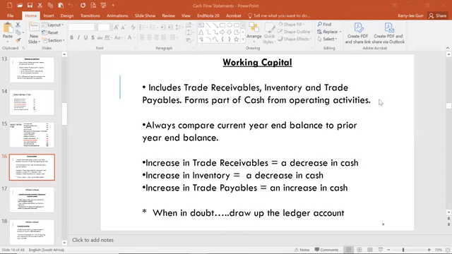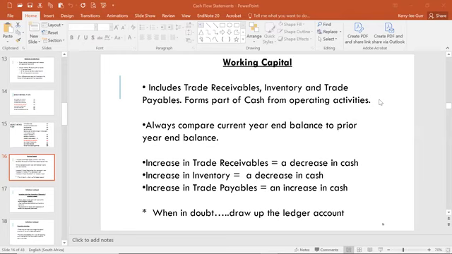So our working capital, you're already quite well versed with this from managerial accounting and finance. You know it's going to include our trade and other receivables, our inventory, as well as our trade payables. So those are the three elements that we're going to be including when providing for our working capital. And we know that trade and other receivables and trade and other payables are probably going to include a bit more than simply debtors and creditors.